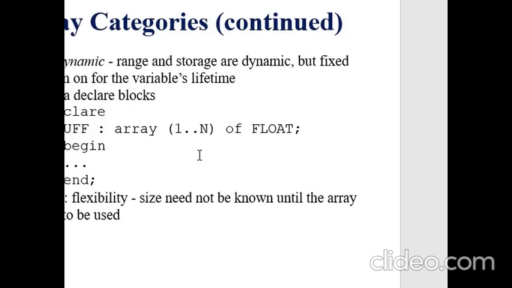The array categories: stack, dynamic, range, and storage are dynamic but fixed from the non for variable is lifetime. You declare books, library, index, etc.